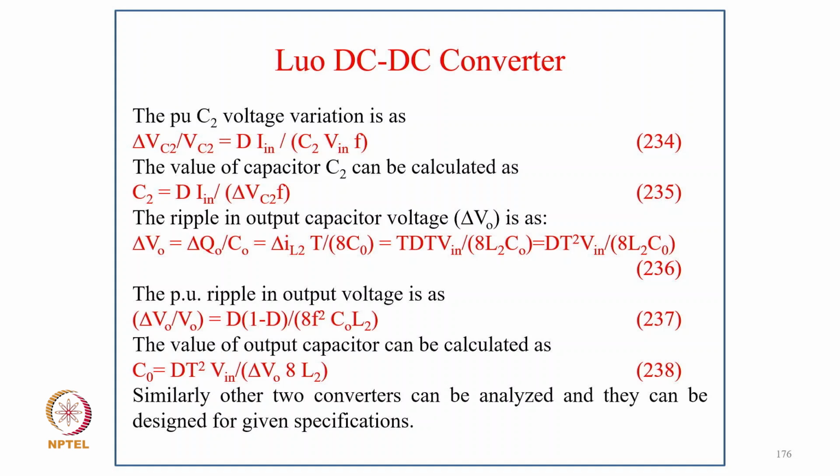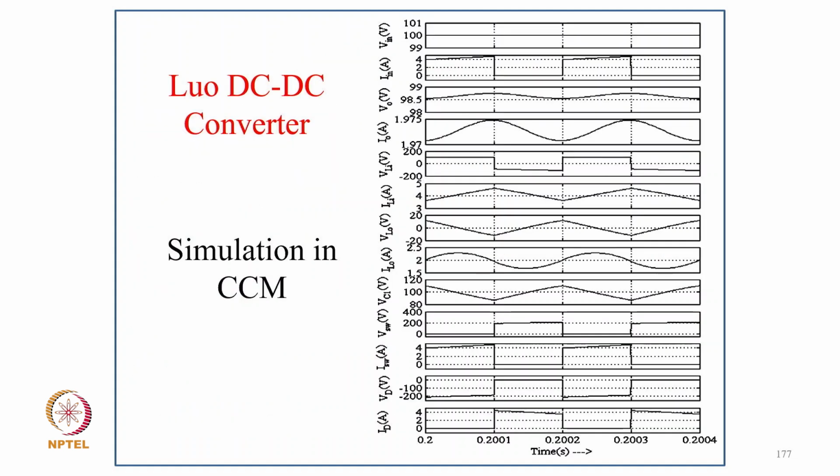The voltage ripple in the output capacitor is delta V0 equal to delta Q0 by C0, that is delta IL2 T upon 8 C0, and that is T d T Vin upon 8 L2 C0, or d T squared Vin divided by 8 L2 C0. The per unit value of voltage is delta V0 by V0 equal to (1 minus d) divided by 8 F squared C0 L2, and the value of the output capacitor can be calculated as C0 equal to d T squared Vin divided by delta V0 8 L2. Similarly, the other two converters can be analyzed and designed for a given specification, and these are the typical waveforms of the Cuk converter with the different elements and input output voltage.